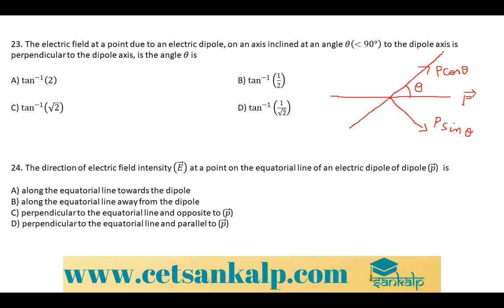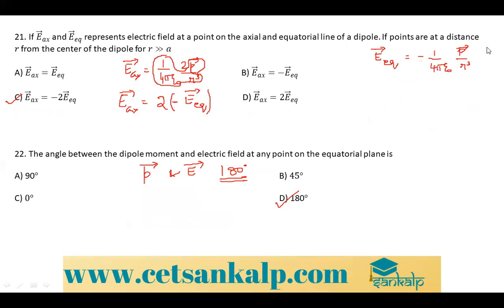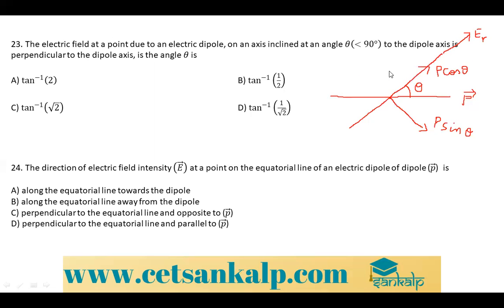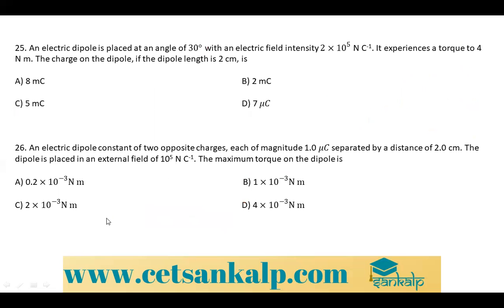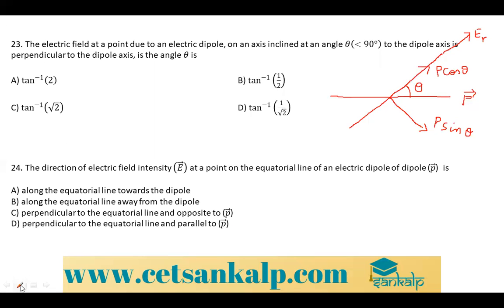The line which passes through this particular point, we can take as E axial, that is E radial. So what is the formula for radial? You've seen, that's nothing but axial only. In that axial condition you are going to take E is equal to K 2P divided by R cube.